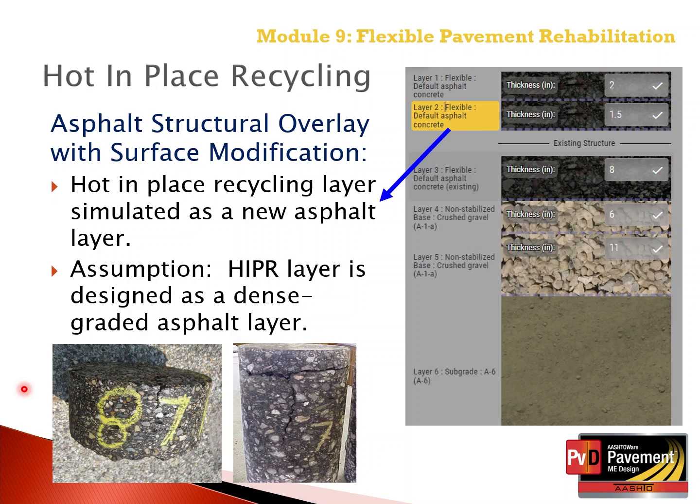However, the assumption for the hot in place recycled layer is that it is designed as a dense graded asphalt layer. So all of the asphalt mixture properties are the same as for a new dense graded asphalt layer. And again, if the hot in place recycled layer is less than an inch below the structural overlay, the thickness of the hot in place recycled layer should be added to the asphalt structural overlay thickness.